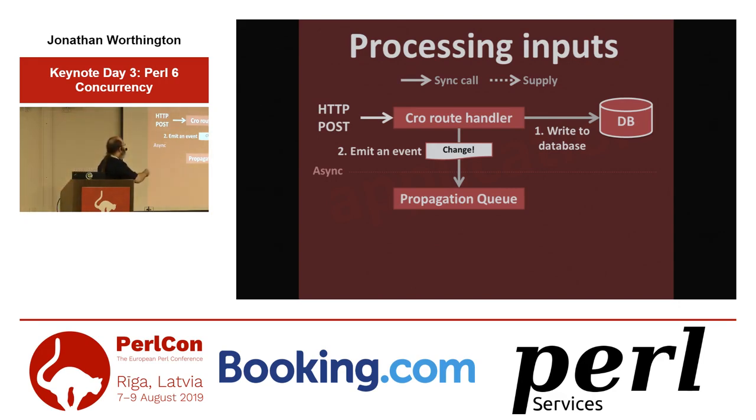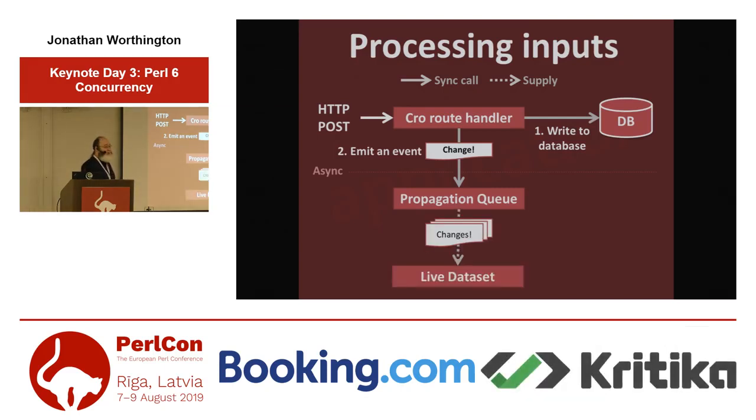So at this point, everything is asynchronous. The HTTP request is completed, we send the response back off, and the event is sat in a propagation queue. Then we emit an object, which is a batch of changes, into the live dataset. The live dataset looks at these changes and looks at the graph of the calculation and figures out which bits of the calculation, or which modules in the calculation, have to change.